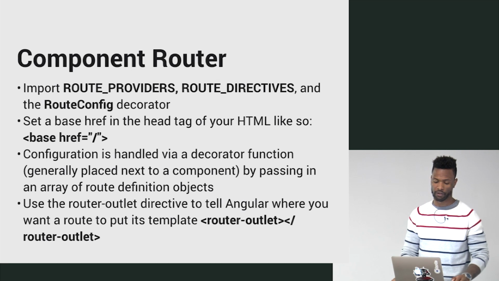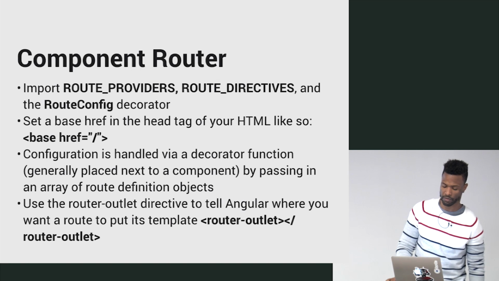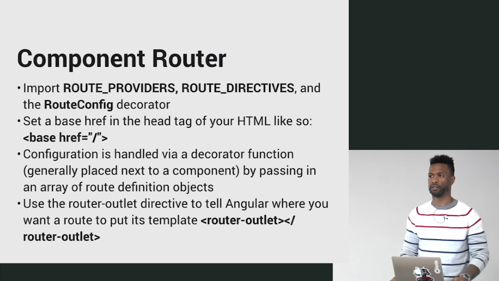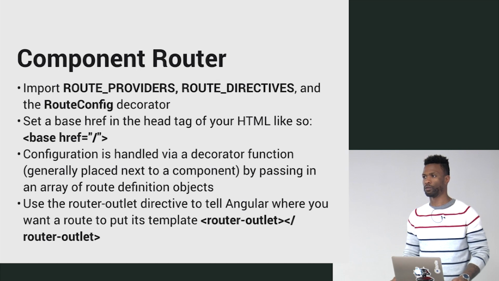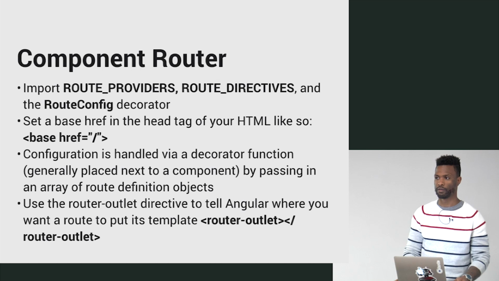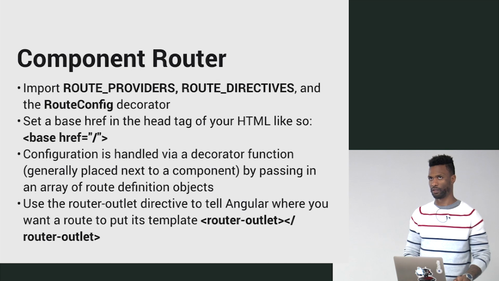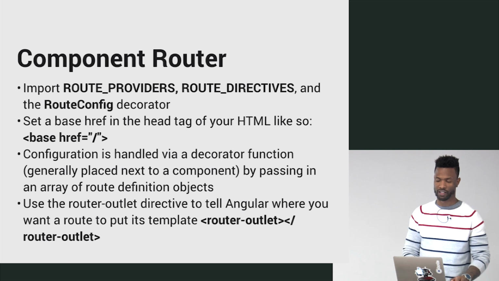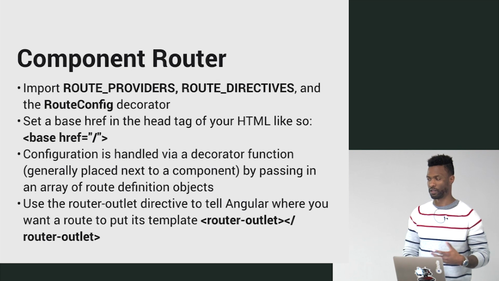So setting up the configuration is pretty much handled by the decorator function. You'll see it's pretty simple. And then the router outlet, that's the equivalent of ngView with the Angular router and UI view with the UI router. It's pretty much the equivalent, with some small differences that we'll discover really soon. But it's supposed to do the same thing conceptually.